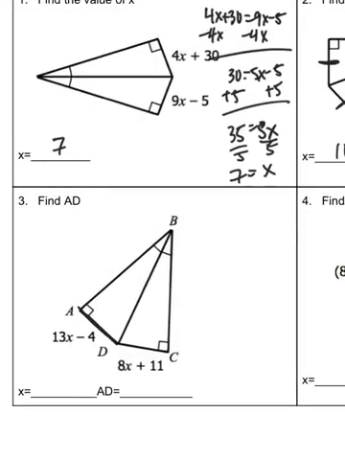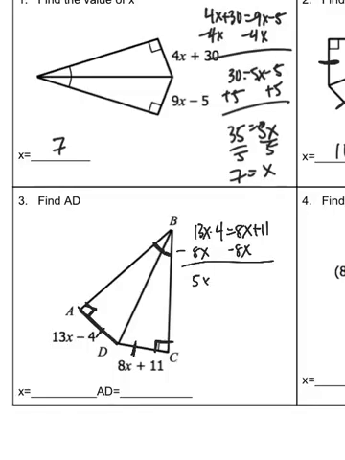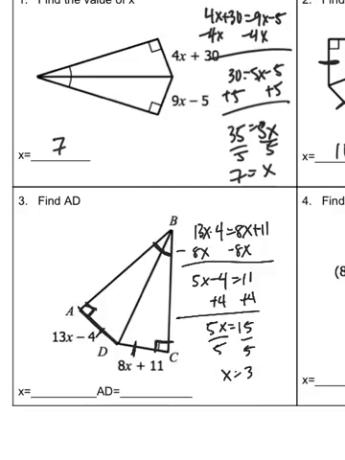So we want to find the value of AD. So since we know that these angles are congruent and these are perpendicular, we can say these are congruent. So 13x minus 4 equals 8x plus 11. Subtract 8x. 5x minus 4 equals 11. Add 4. 5x equals 15. Divide by 5. X is 3.